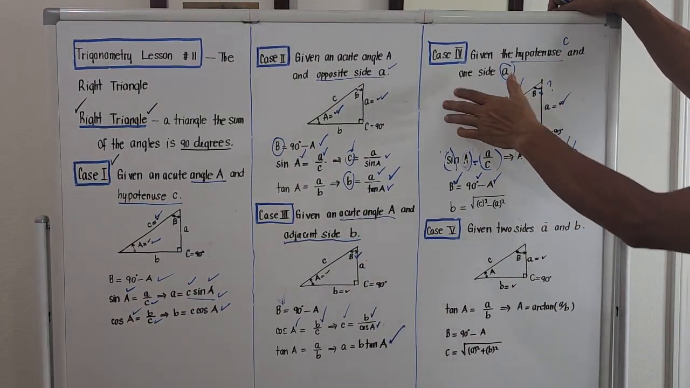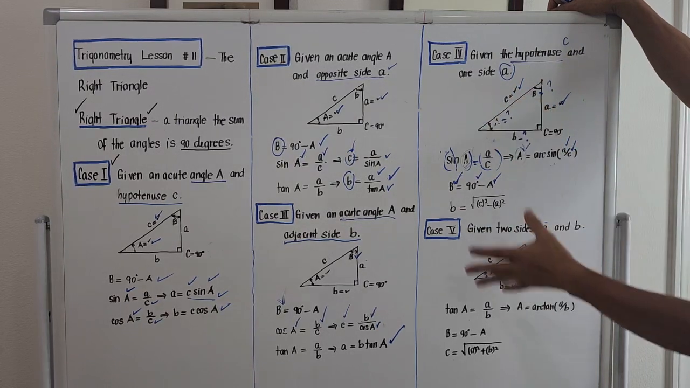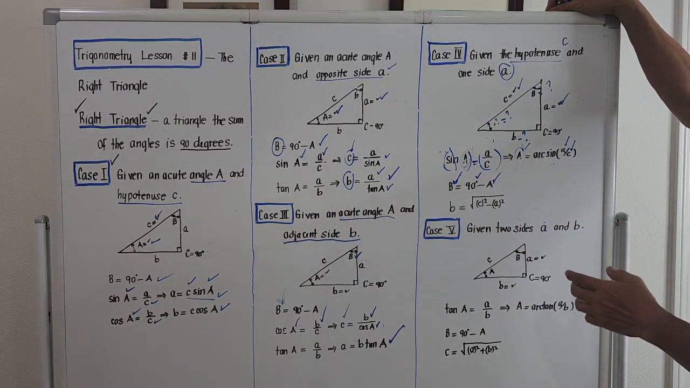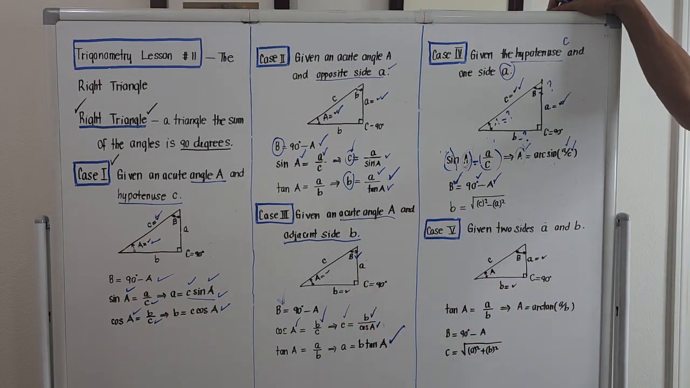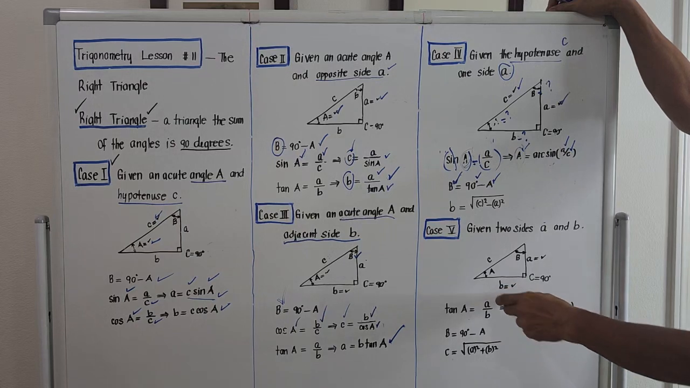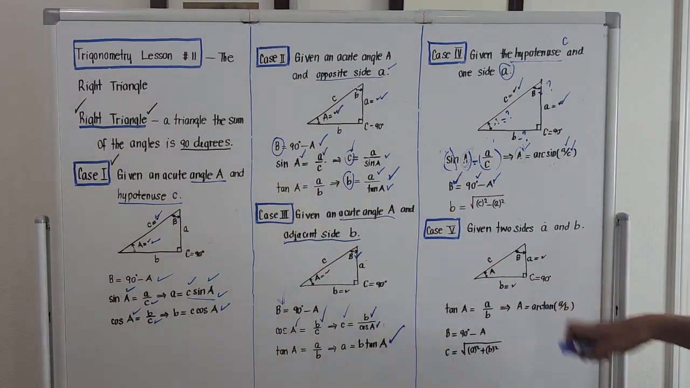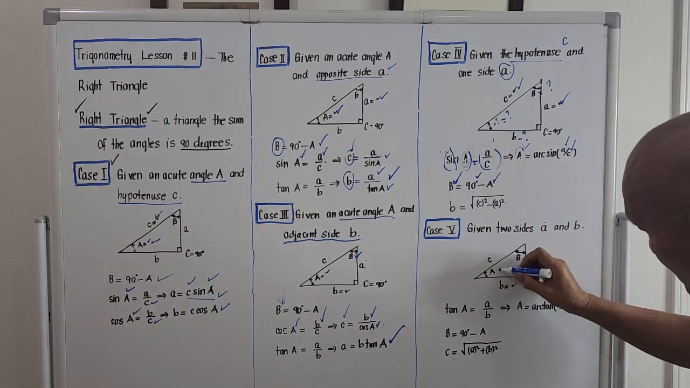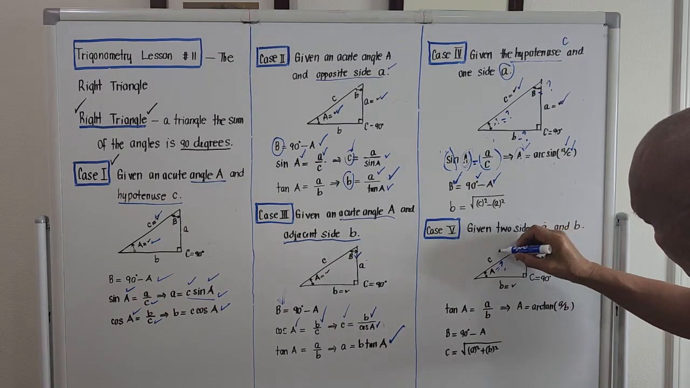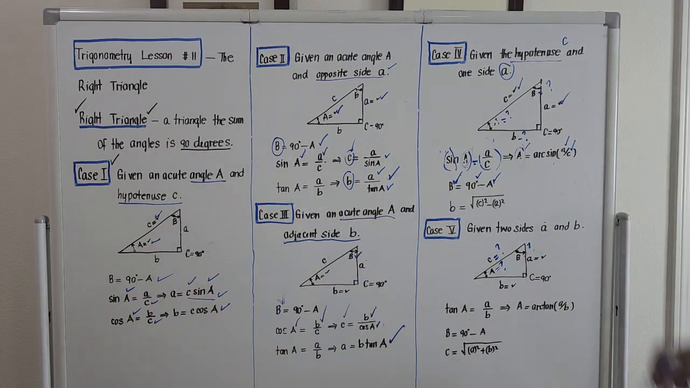Okay, case number 5. For case number 4, we are given hypotenuse and A, and for case number 5, we are given two sides. Two sides meaning the hypotenuse is not given. We are given side A and side B. So if we are given side A and side B, what is being asked is actually angle A, and what will be angle B, and what will be the hypotenuse? So we are just rotating, right?